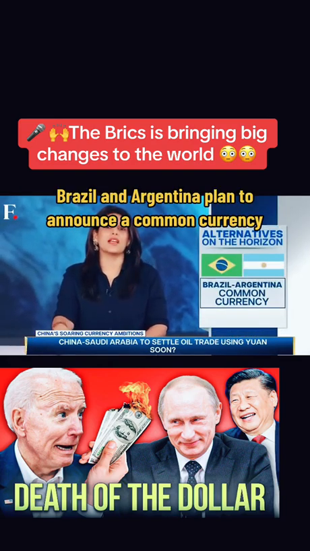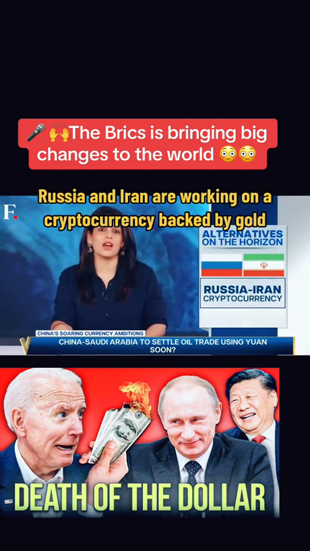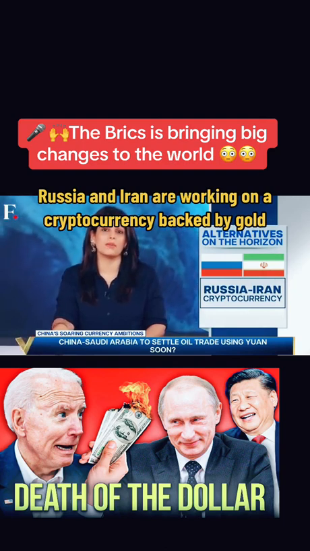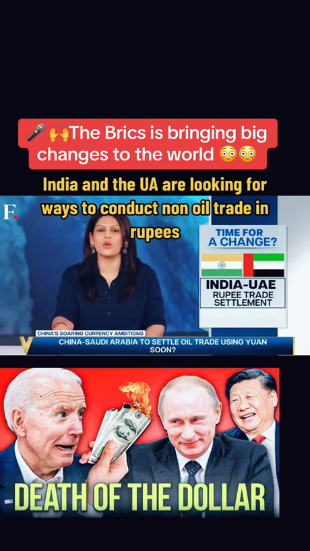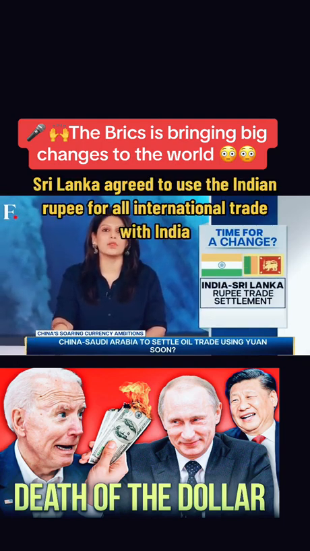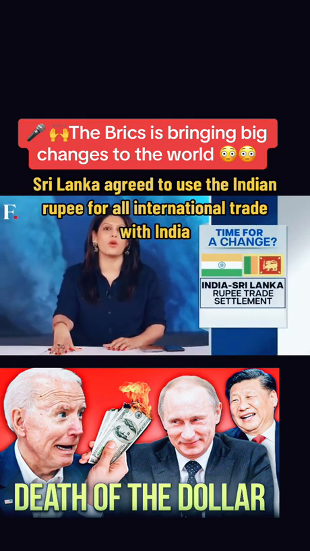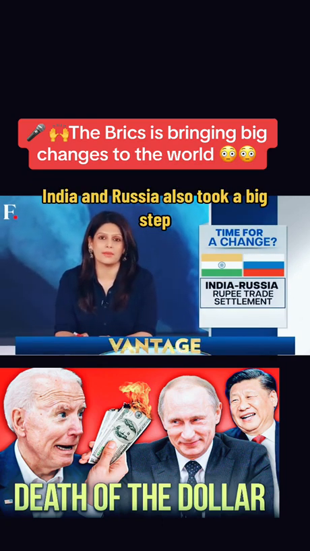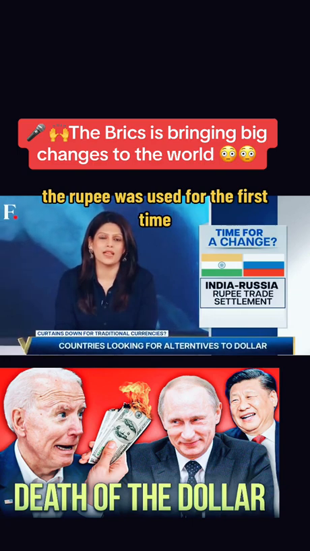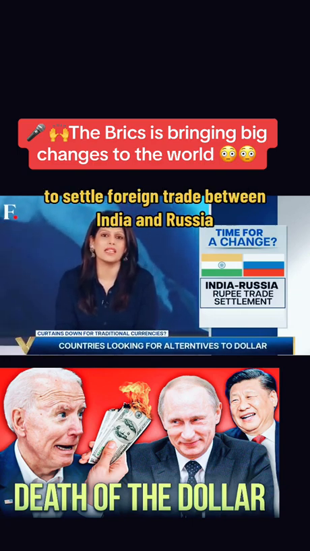Brazil and Argentina plan to announce a common currency. Russia and Iran are working on a cryptocurrency backed by gold. India and the UAE are looking for ways to conduct non-oil trade in rupees. Last December, Sri Lanka agreed to use the Indian rupee for all international trade with India. India and Russia also took a big step. The rupee was used for the first time to settle foreign trade between India and Russia.